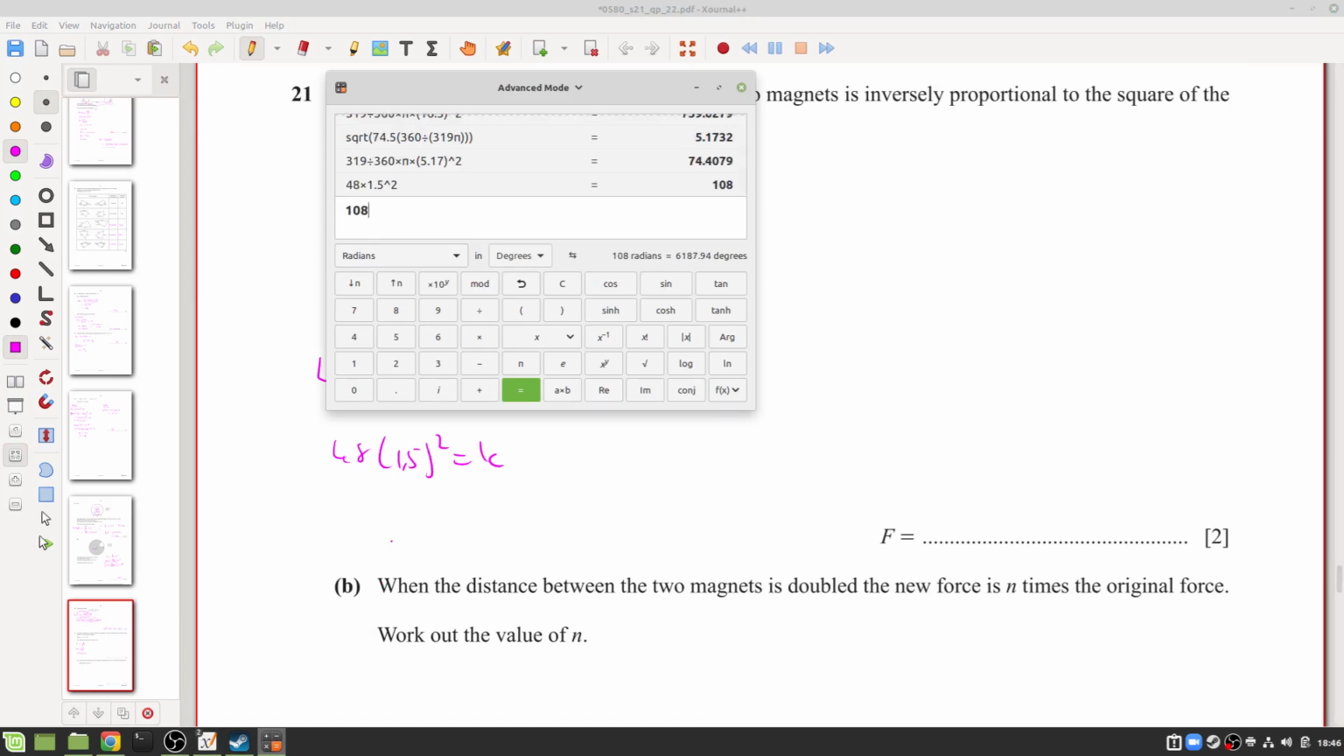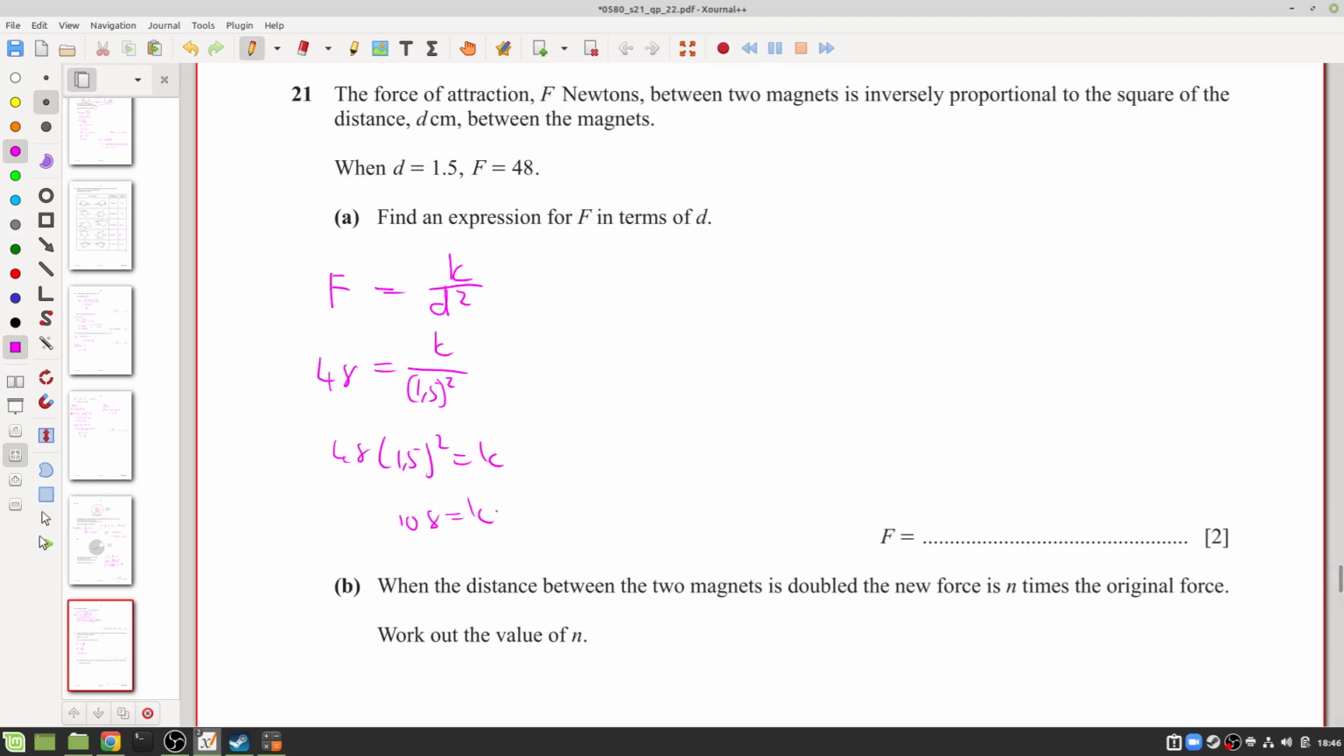Okay, 48 times 1.5 squared is 108. So k equals 108. So our formula then is F equals 108 over d squared. Okay, it's k over d squared, but k is 108. Now, when the distance between the two magnets is doubled, the new force is n times the original force. Work out the value of n.